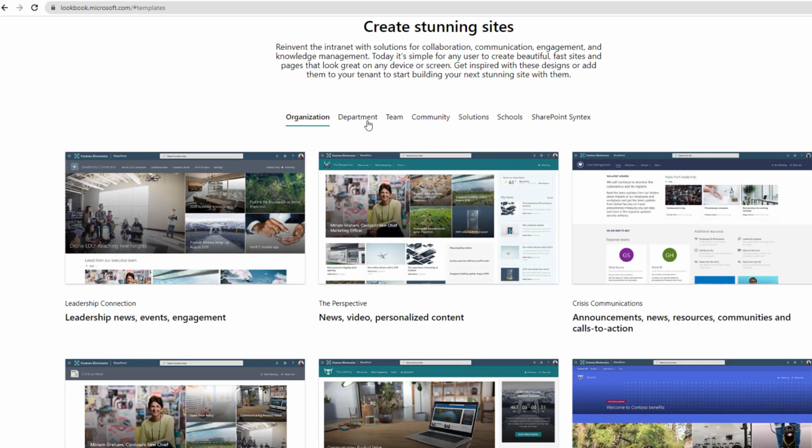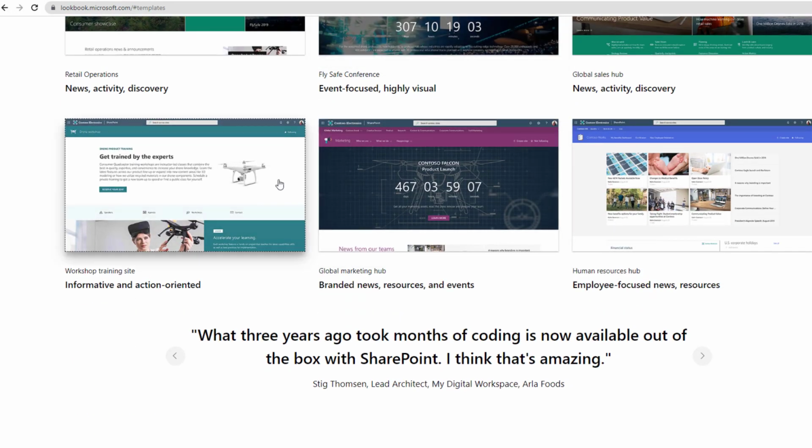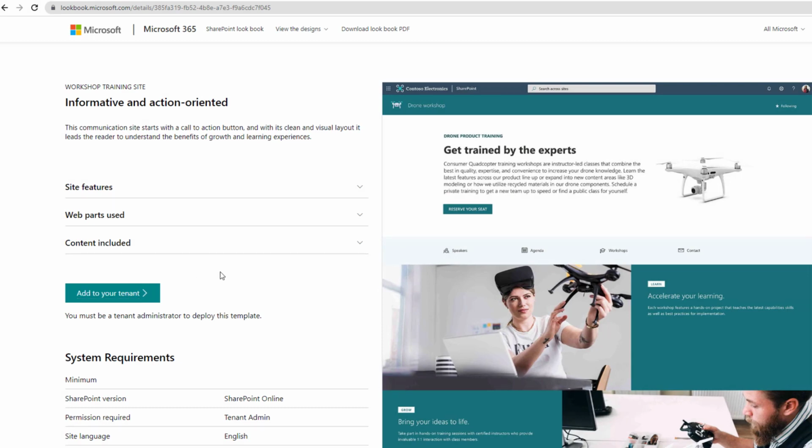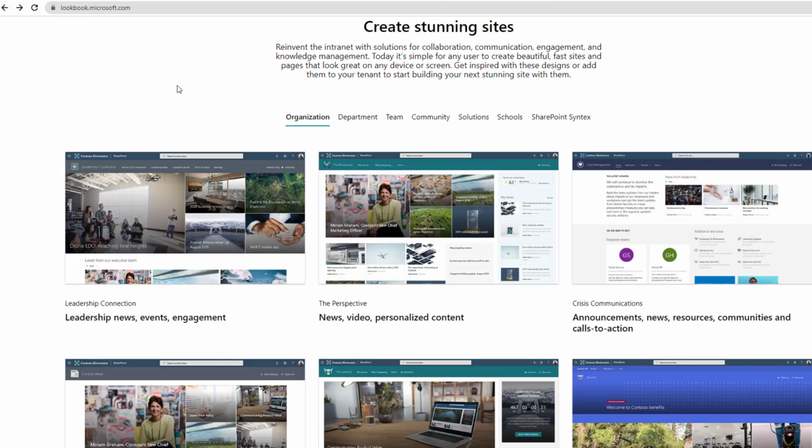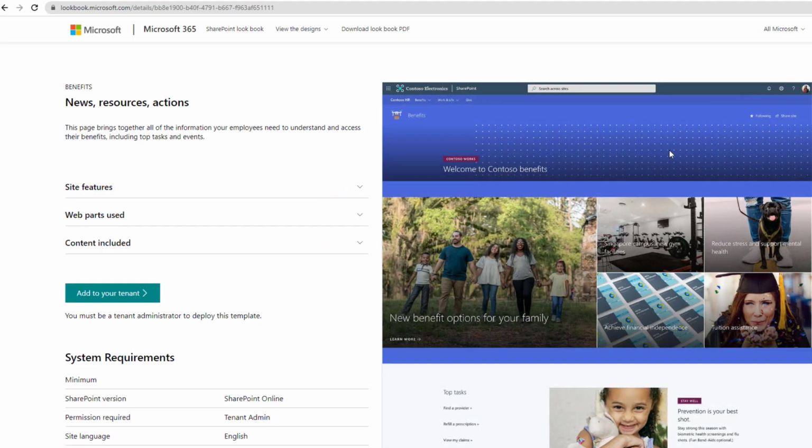If you want to find some great examples of SharePoint communication sites, head over to the Microsoft lookbooks for SharePoint. You can view and download all sorts of different templates to help you get the right look and feel for your environment.